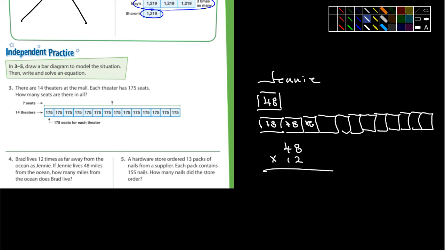Number 5, hardware store ordered 13 packs of nails from a supplier. Each pack contains 155 nails. How many nails did the store order? I'm not looking for the answer. I just want to see what the equation would be. Ms. Ugisa, what's the equation for that? Say that again, nice and loud. 155 times 13. Okay. Easy peasy.